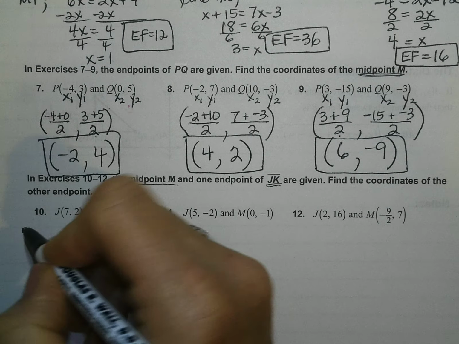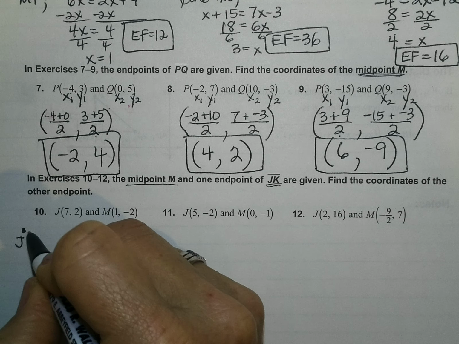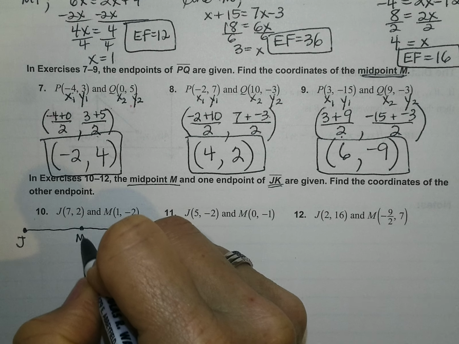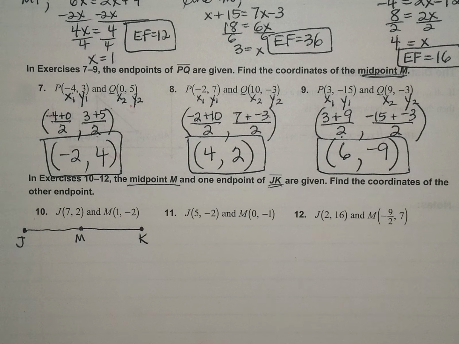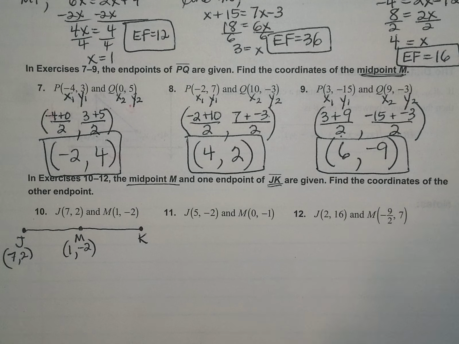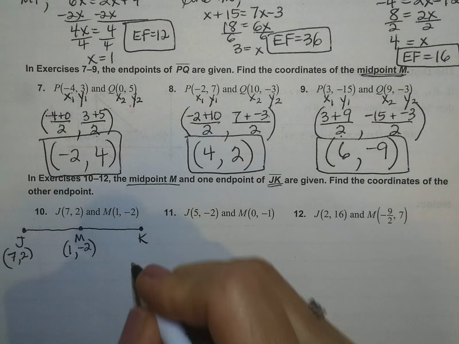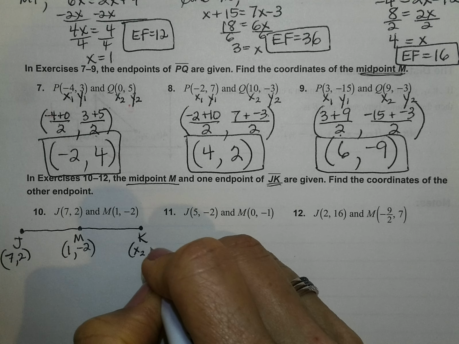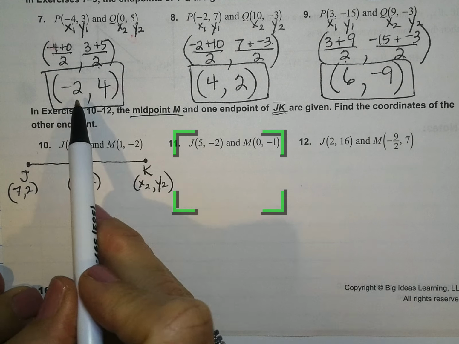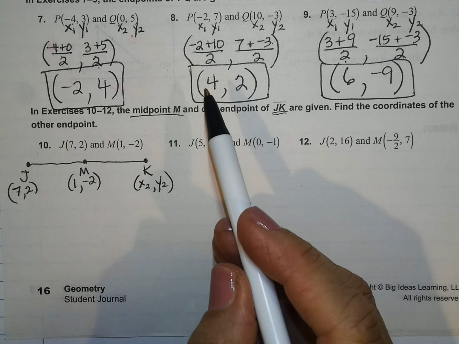Okay, here's J. Here's M, and here's K. Okay, now we're not going to use the distance formula because there's an easier way. I misspoke. Since we're given the midpoint, what we can do is write little equations to solve this just using the midpoint formula. So it's just like these up here. It's going to be slightly different.